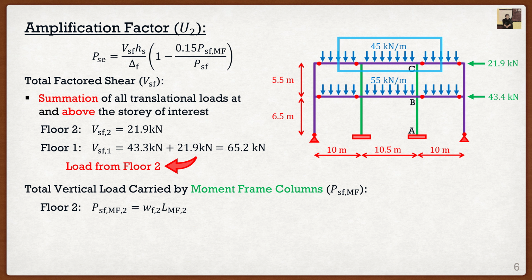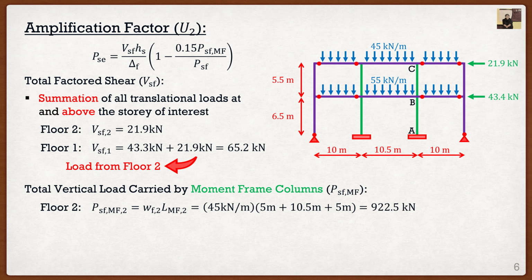It's nothing too crazy. So what we're going to have is 45 kilonewtons per meter multiplied by 5 plus 10.5 plus 5 meters. So again, in the two bays on the side, those moment resisting columns are only taking half the load on those beams. The other half go directly to the columns at the very end of our frame. So this gives us a grand total of 922.5 kilonewtons. Then we can move on to floor number 1. Again, it's going to be the exact same procedure where we can determine the load carried by this moment resisting frame based on tributary area. But again, the trick that you guys are starting to get drilled into the back of your head is that we also have to include the load from above.